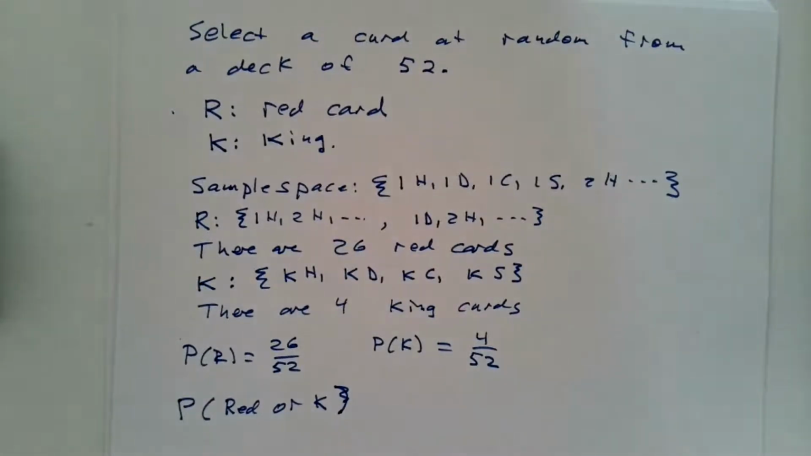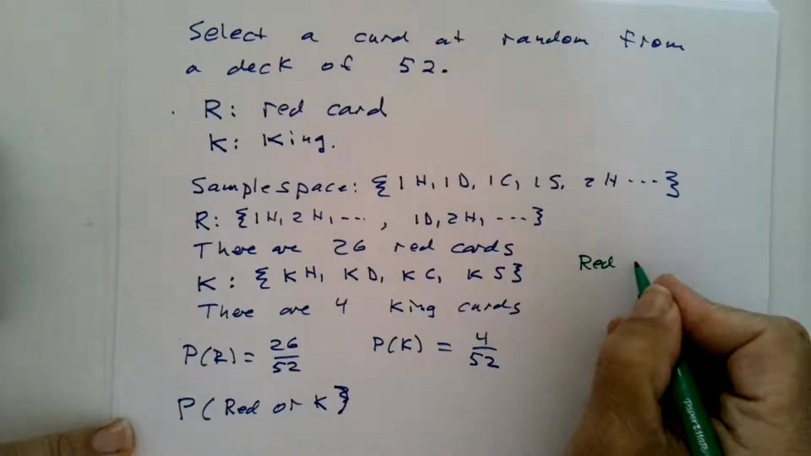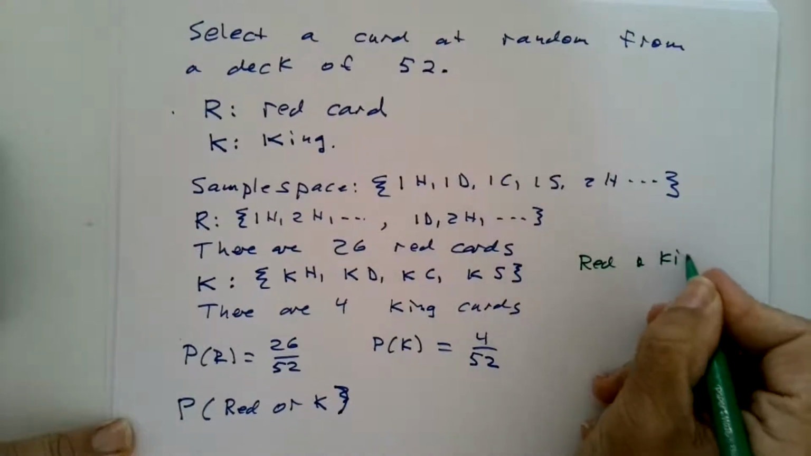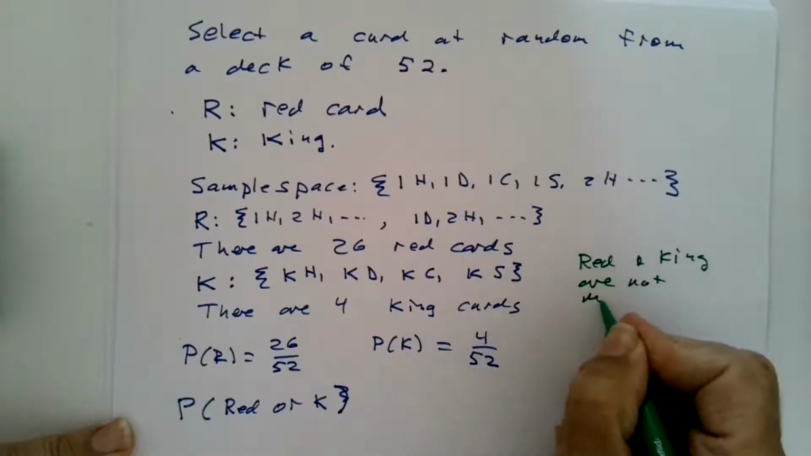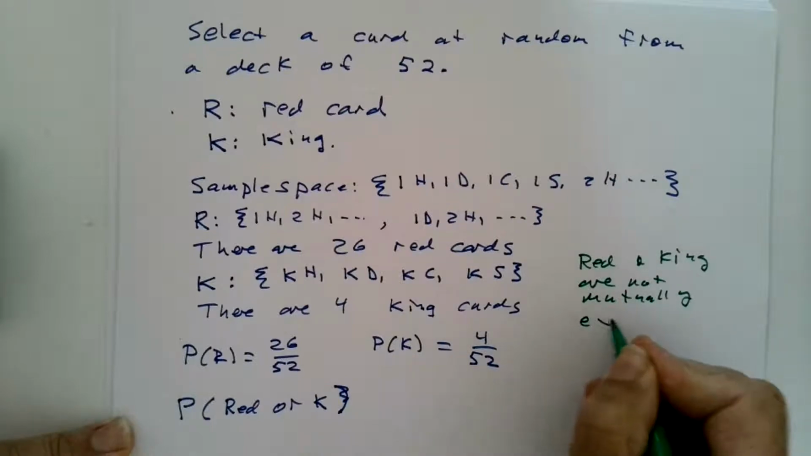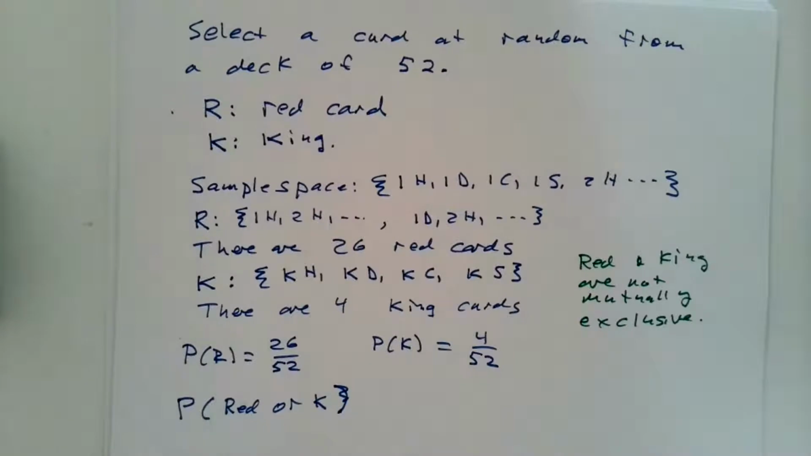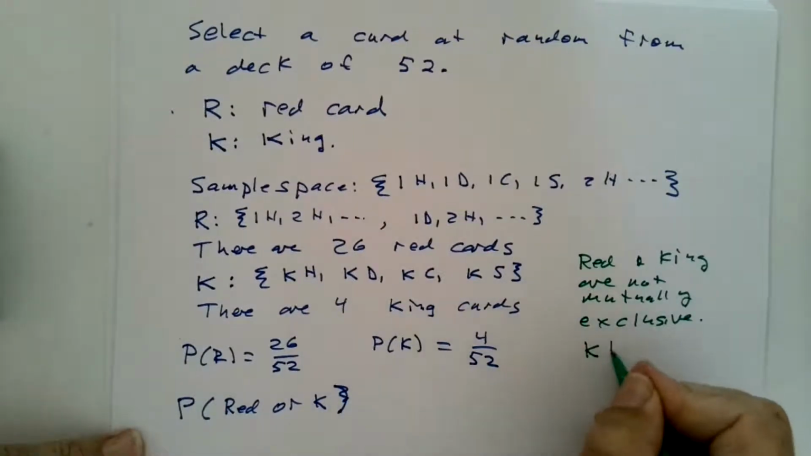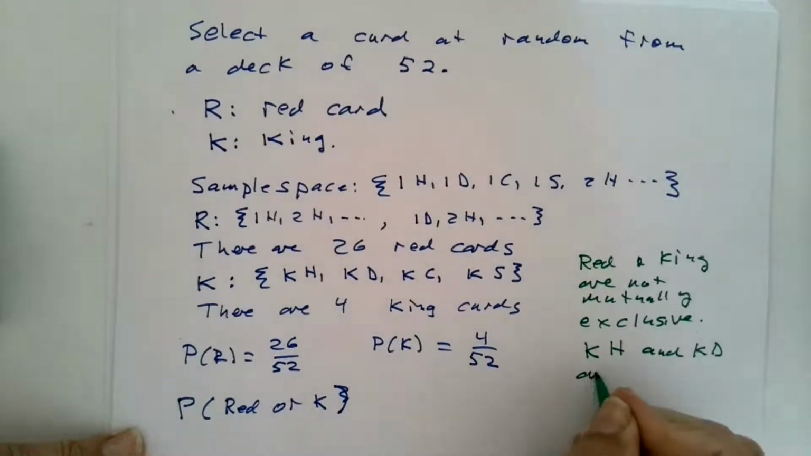Now, these are not mutually exclusive. Red and king are not mutually exclusive sets. So this is going to behave differently. Why are they not mutually exclusive? Because we have cards that are in both groups. The king of hearts and the king of diamonds are in both groups.